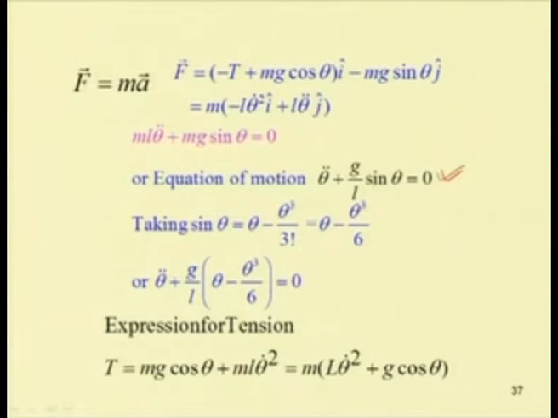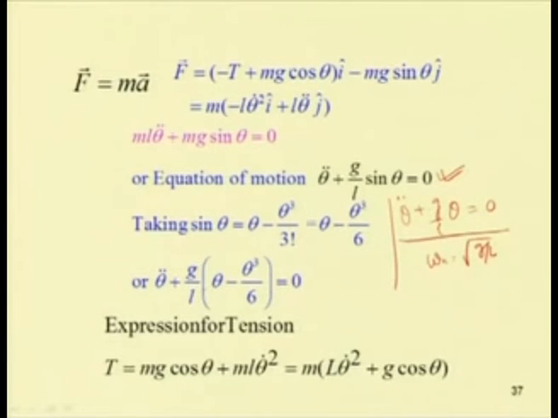When theta is very small, one can write this equation in this form: theta double dot plus g by L theta equal to 0. This will lead to simple harmonic motion, where omega n equals root over g by L. But if theta is not small, one can expand sin theta as theta minus theta cube by factorial 3, that is theta minus theta cube by 6. So the resulting equation becomes theta double dot plus g by L into theta minus theta cube by 6 equal to 0.